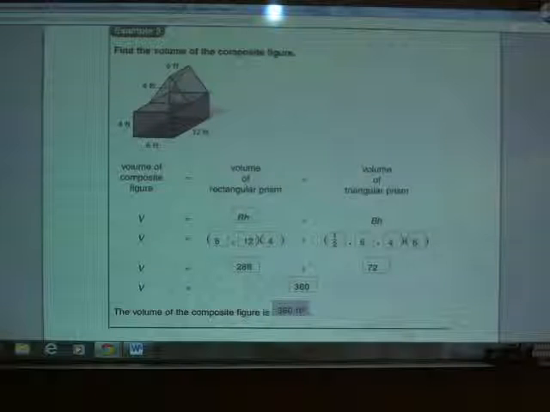Luckily for us, though, we're finding the volume here of the house. How much I can fit in this kind of weird looking house. That's what I'm finding here, the volume, how much I can fill inside of it. So I don't have to worry about taking off pieces here because I can just fill it up and fill it up and fill it up. And once it's full, that's the volume. There's nothing I can take off because there's no odd pieces that are missing here. So find the volume of the rectangular prism, add it to the volume of the triangular prism.